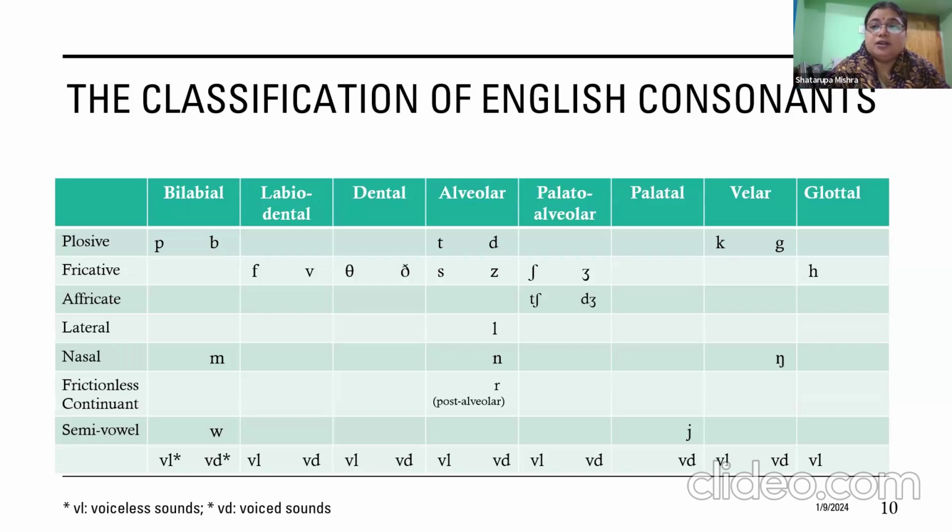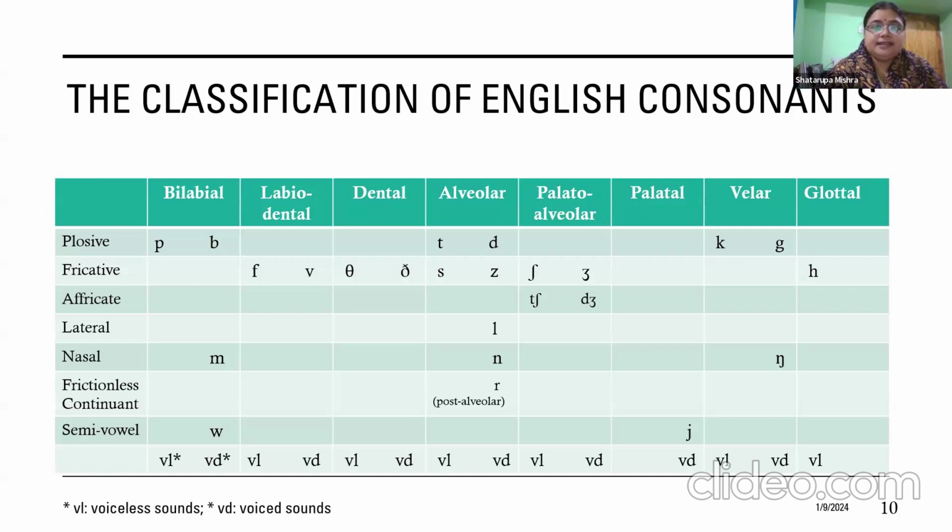Then we have the glottal fricative, ha sound. All right. Then we have palato-alveolar affricates, ch and j sounds. All right. Then we have the lateral sound, which is alveolar. So alveolar lateral, l sound.